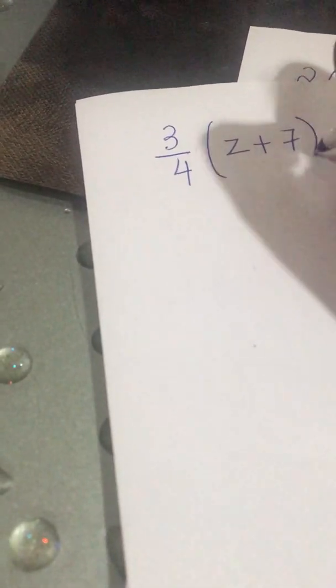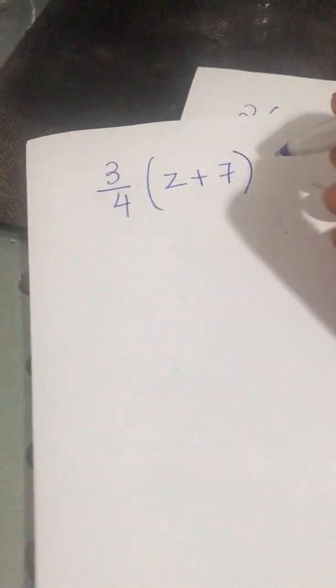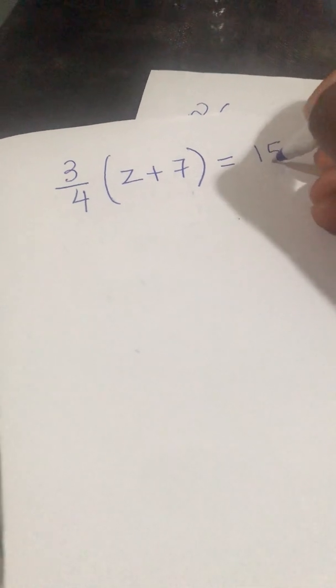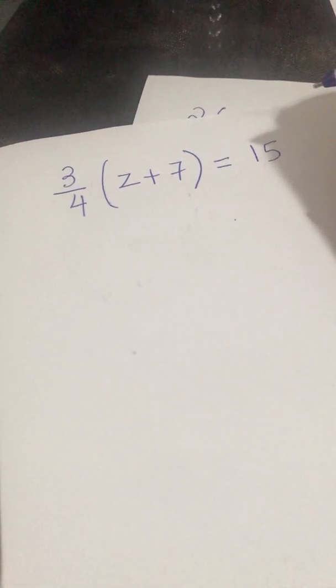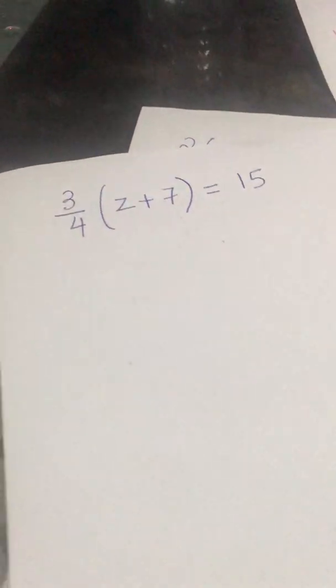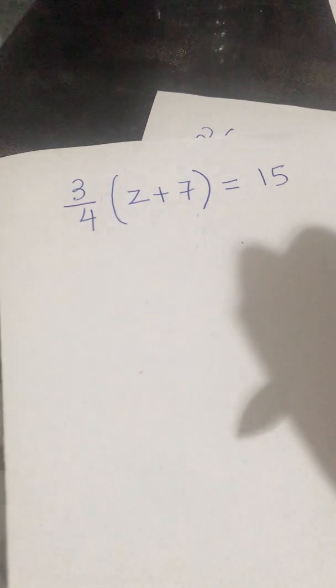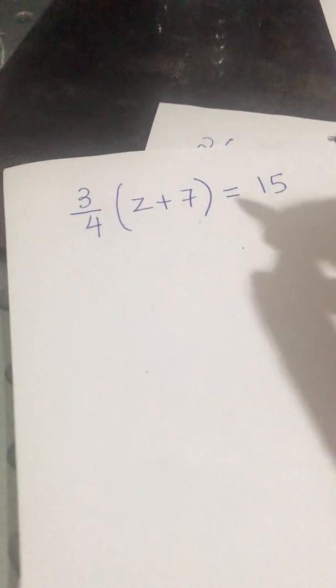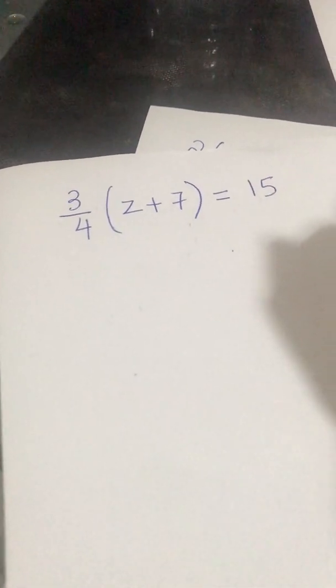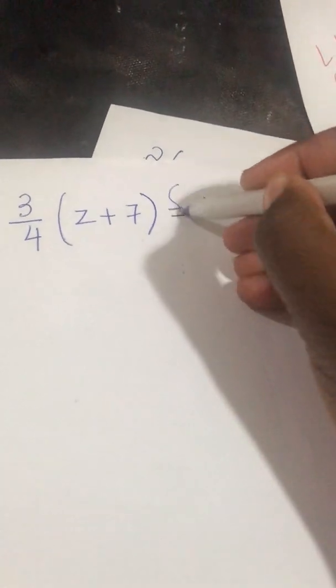Let's say 3/4 z plus 7 equals 15. Okay. So then what do we do? We can do so many ways. All right, so first draw your bridge.